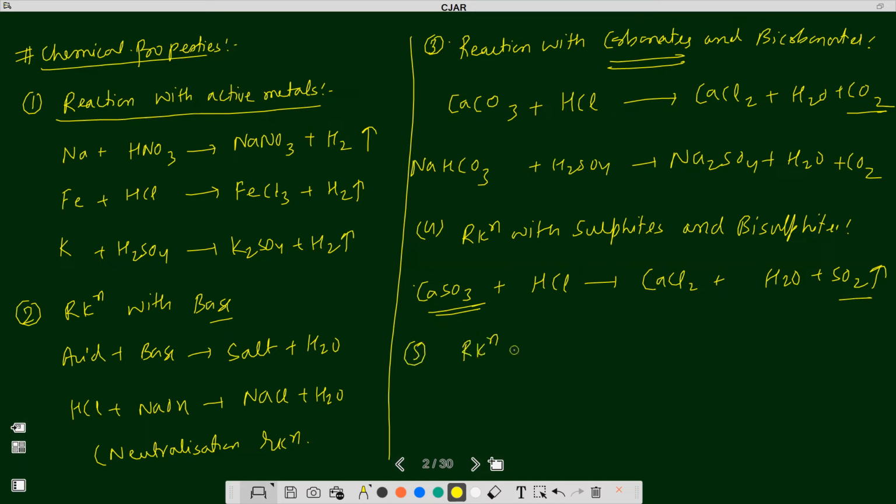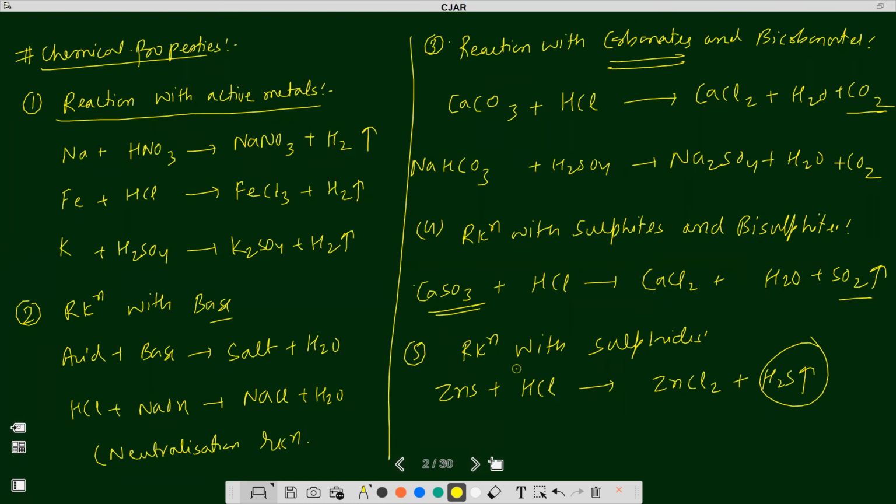The fifth one is reaction with sulfides. For example, zinc sulfide, when allowed to react with HCl, forms ZnCl2 plus H2S. Hydrogen sulfide gas is released. So this is all about acids and their chemical properties.